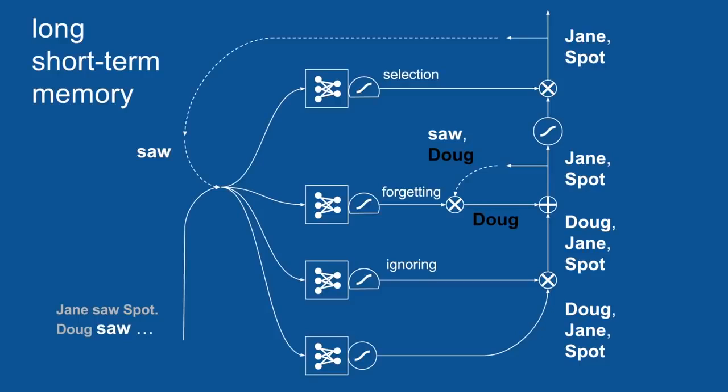Now, to be fair to vanilla recurrent neural networks, they can actually look back several time steps as well, but not very many. LSTM can look back many time steps and has shown that successfully.